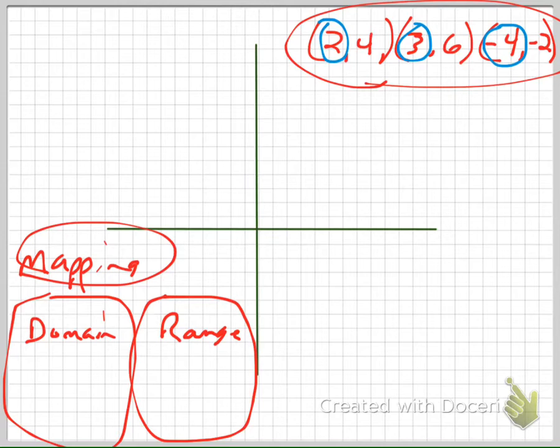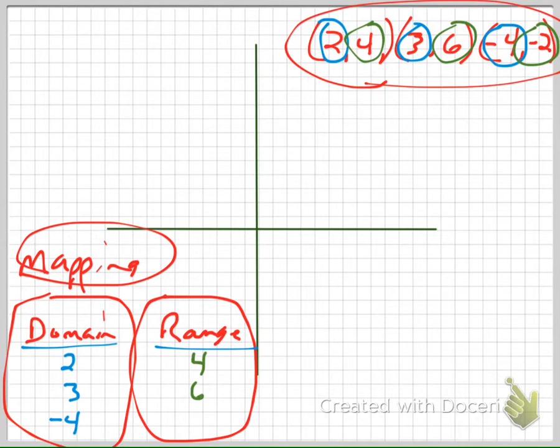So then this is what you do for the domain. You would write down the domain: 2, 3, -4. For the range, that is all the numbers dealing with y. So we have 4, 6, and -2.